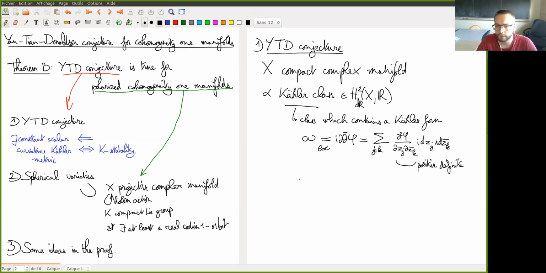That's a Kähler form, but it also corresponds to a Kähler metric, which is a Riemannian metric with a good behavior with respect to the complex structure, which is given by the following. Instead of taking the two-form, you plug in the complex structure in one of the entries of the two-form, and you get then a two-tensor, which gives a Riemannian metric.